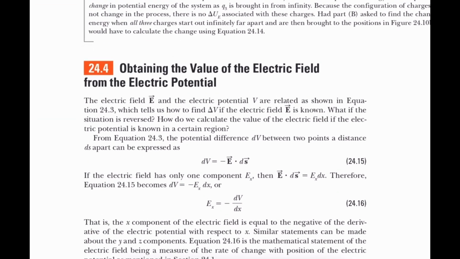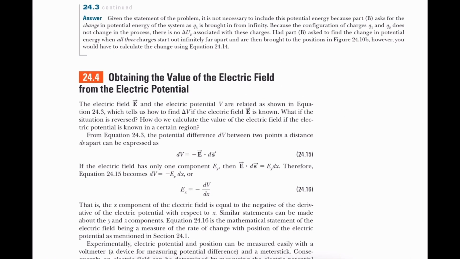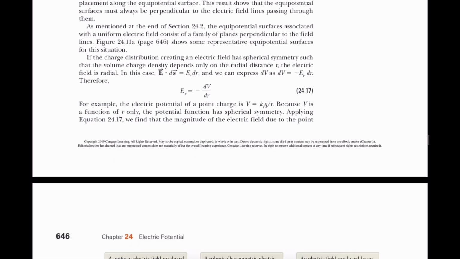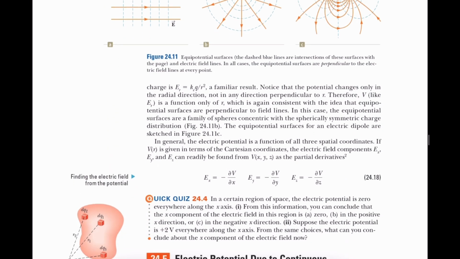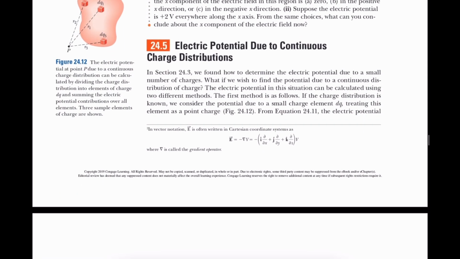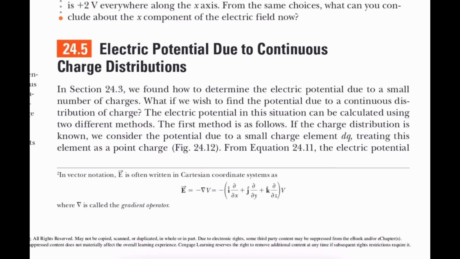Obtaining the value of the electric field. So turns out you can find the electric field if you are given the electric potential very easily, and it is basically taking a derivative. Here they show you some equipotential surfaces, which I'll get into maybe in a future video. And then we lead into the chapter that I was literally focusing on in the previous couple videos, electric potential due to a continuous charge distribution. Same thing as electric field, except now we have a continuous charge distribution and it creates an electric potential.